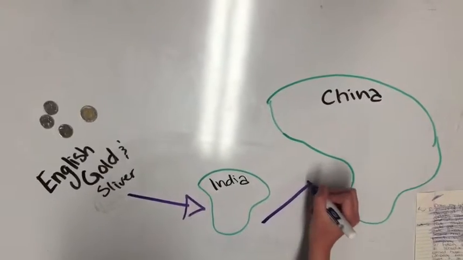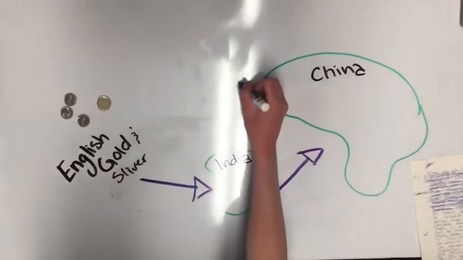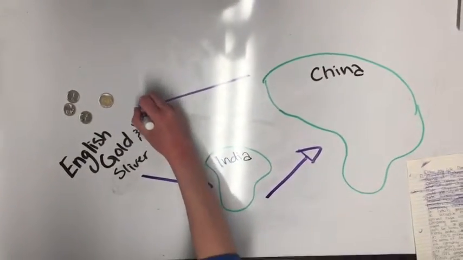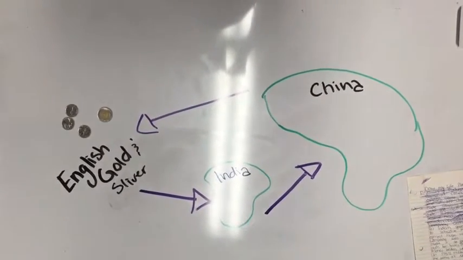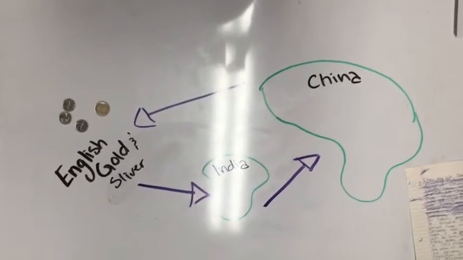So the company began exchanging English gold and silver for Indian goods. They utilized these goods in China and began to make huge profits off of this and got a voice within the trading industry.